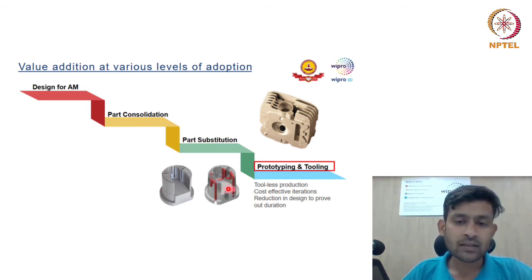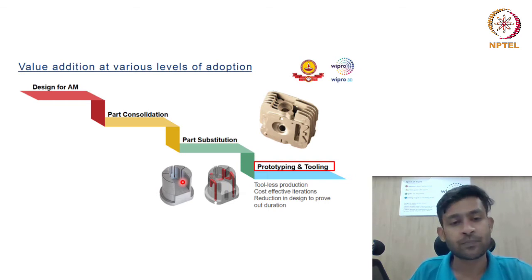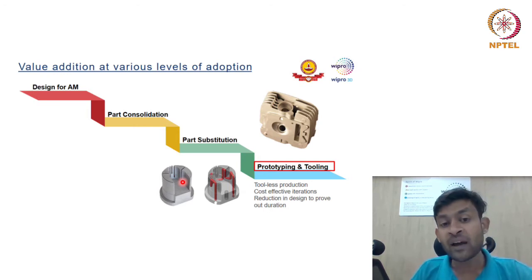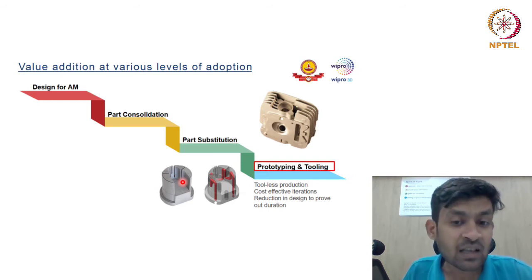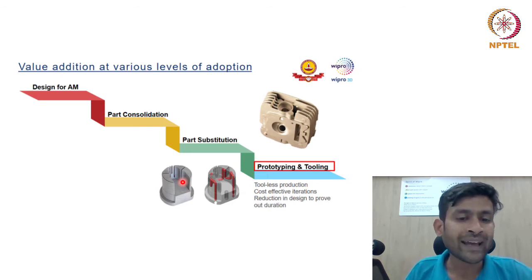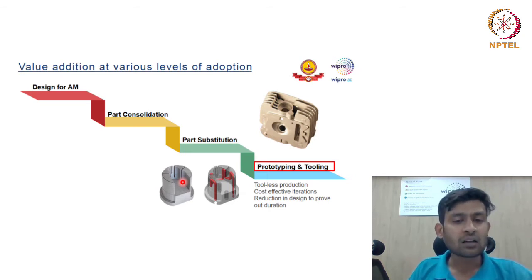Now tooling is a way to take indirect advantage of any AM process. So your end application component will not be made through AM, but the tools that you are going to use for manufacturing your end application components, those tools will be made through AM. Now, what is the advantage of making those tools through AM? The basic advantage is that they are providing me a certain amount of design freedom to make my conformal cooling channels.